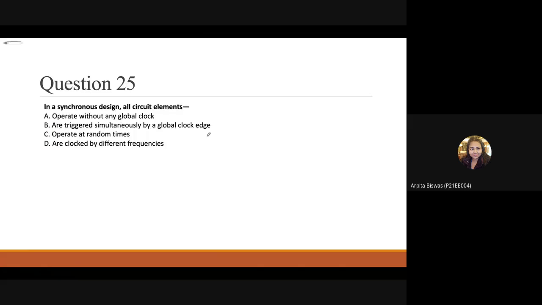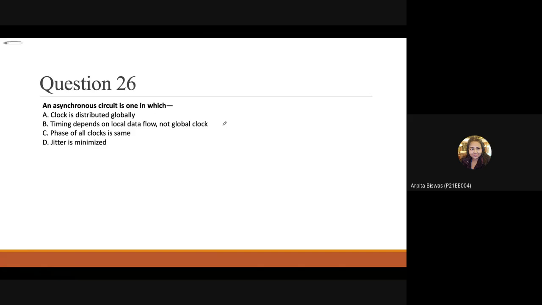Question number 25. In a synchronous design, option A, all circuit elements operate without any global clock; option B, are triggered simultaneously by a global clock edge; option C, operate at random times; option D, are clocked by different frequencies. Option B, ma'am. Option B, triggered simultaneously by a global clock edge.